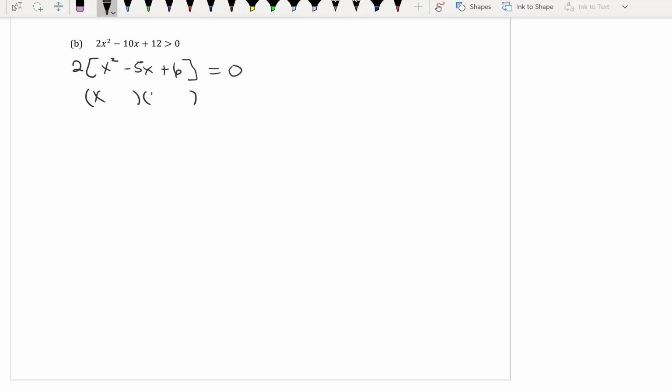I can have x times x, and two numbers that add up to give me a negative 2 and a negative 3. Negative 2 plus negative 3 is a negative 5, and negative 2 times negative 3 is a positive 6. So now I have that x is equal to a positive 2 and x is equal to a positive 3. So on my number line, I have 2 and 3 as my critical values. So I'm going to see whether I'm going to have positive or negative intervals.